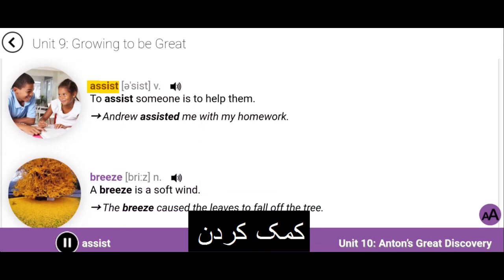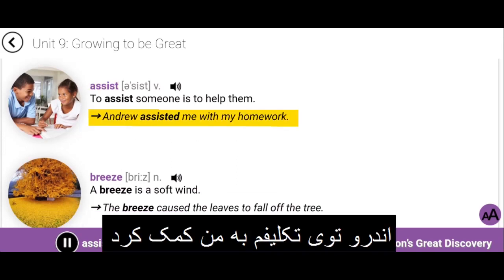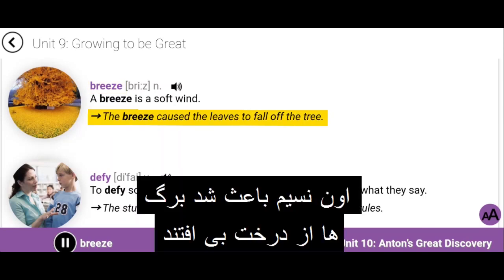Assist. To assist someone is to help them. Andrew assisted me with my homework. Breeze. A breeze is a soft wind. The breeze caused the leaves to fall off the tree.